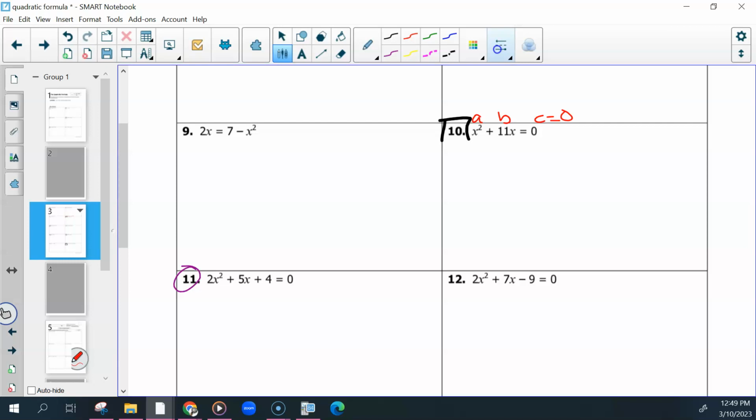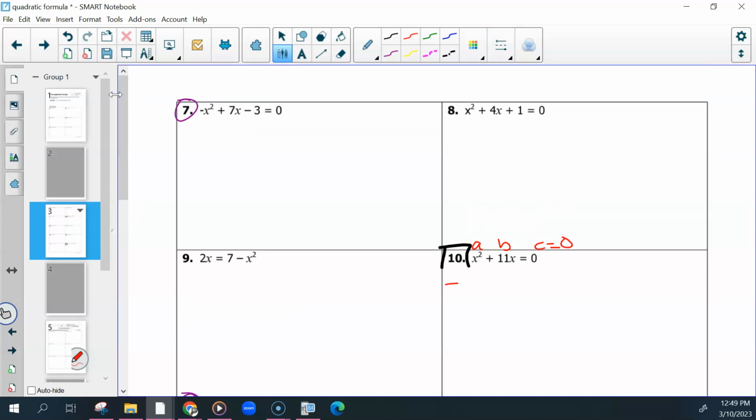Let's write the formula first. It's not on this page, so I would write that at the top. x equals negative b plus or minus the square root of b squared minus 4ac, all divided by 2a. That whole thing divided by 2a. So I would write that on this sheet so you're not flipping back and forth.